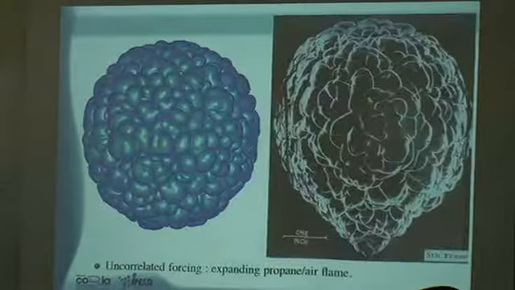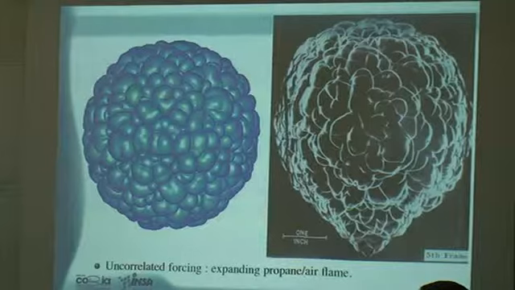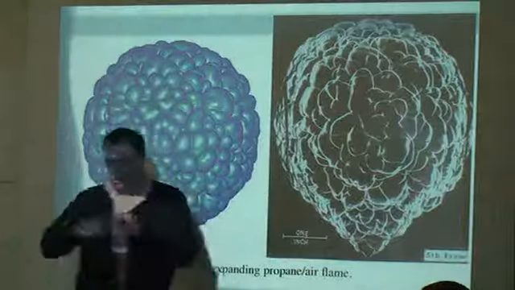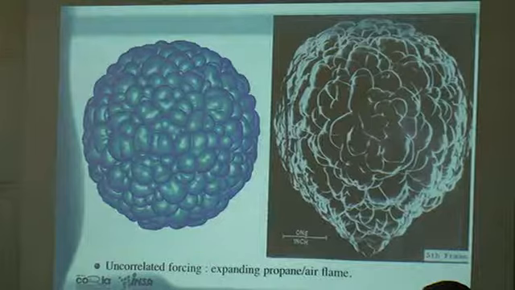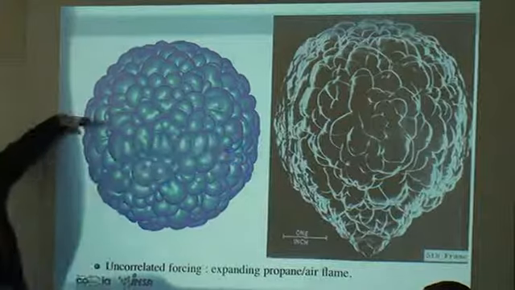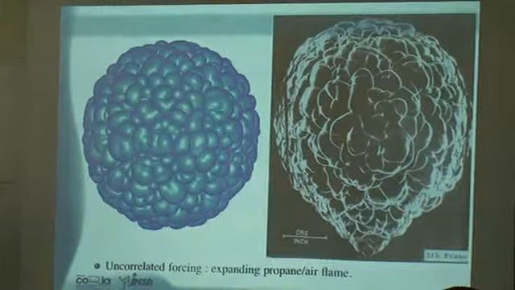If you increase the forcing, you can observe this kind of behavior: the same cauliflower-shaped thing with many cells. You can link the size of the cell with the flame. If you make a cut of this flame, you will find correlated cells.